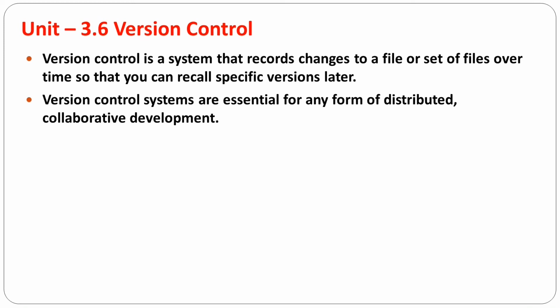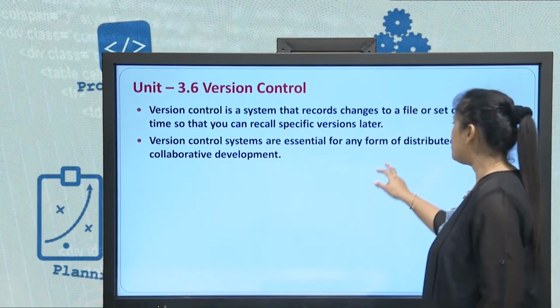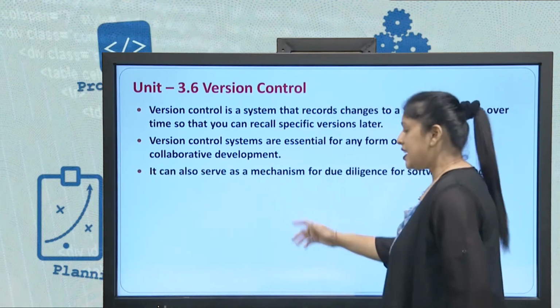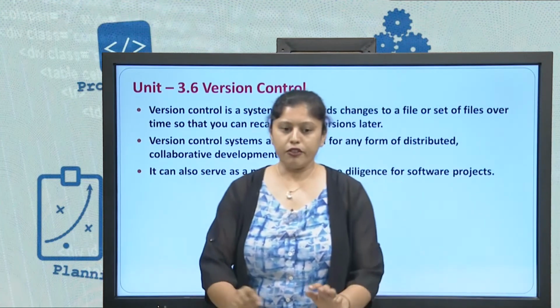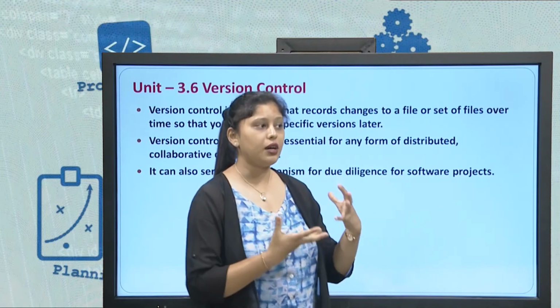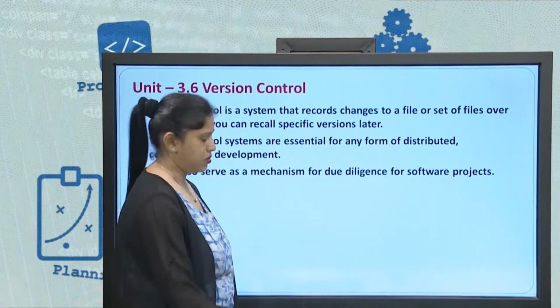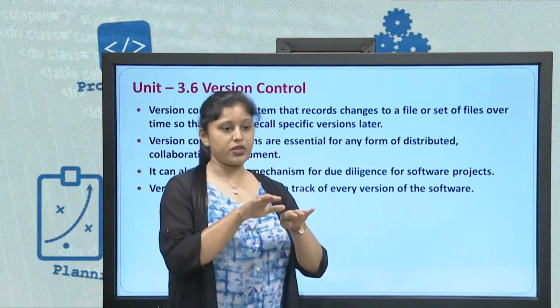Any addition to a particular file or any deletion of a file comes under version control. Version control systems are essential for any form of distributed collaborative development, because they help in distributed collaborative development. It can also serve as a mechanism for due diligence for software projects. If my software project needs better efficiency or improved performance, in that case also we need a different version. Version control systems keep track of every version of the software.